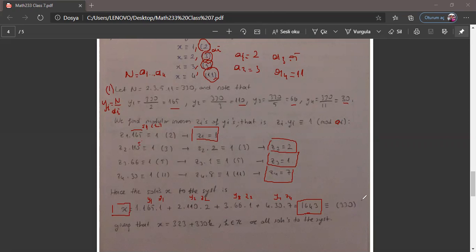Sorry, I made a mistake there. I forgot to write that. So we have this number, then we obtain x is congruent to this number modulo this capital N. Remember we computed that before. So here we have this equality for some integer. So these are all the solutions to the system.